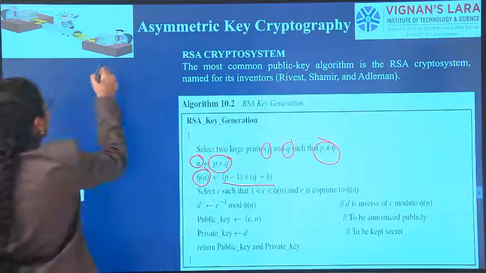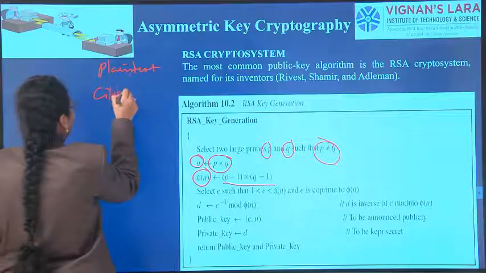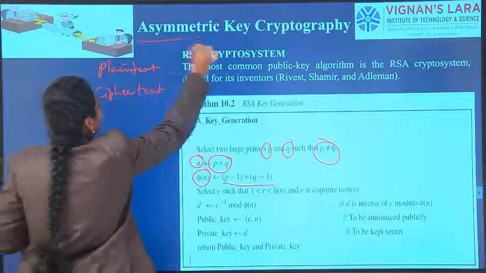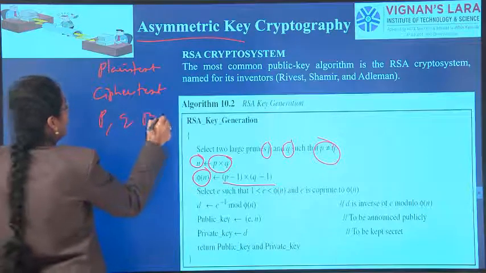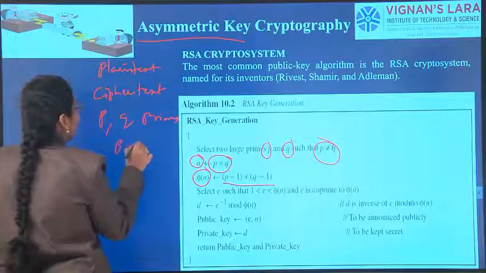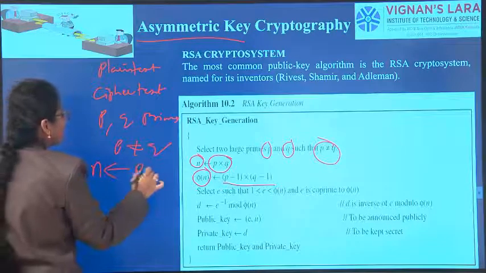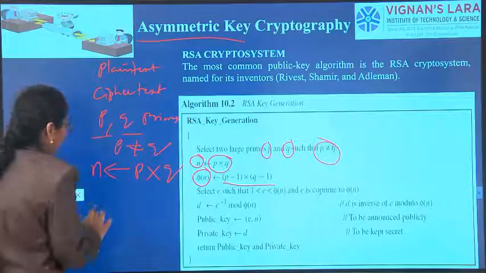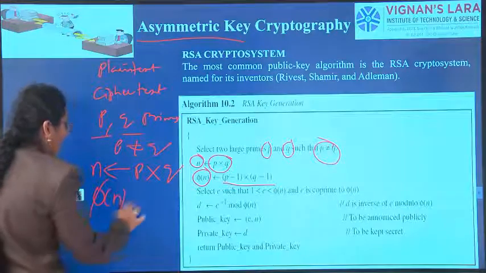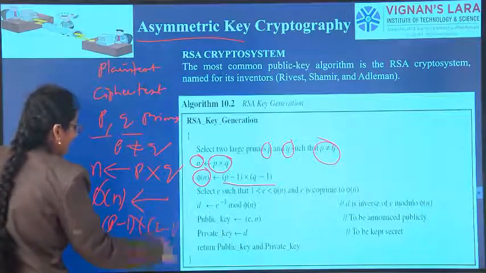Plain text is an integer, and ciphertext is also an integer in asymmetric encryption. First you take prime numbers P and Q, with P not equal to Q. Then N is also an integer, which is the product of the two prime numbers you have selected. Then phi of N, which is P minus 1 into Q minus 1.